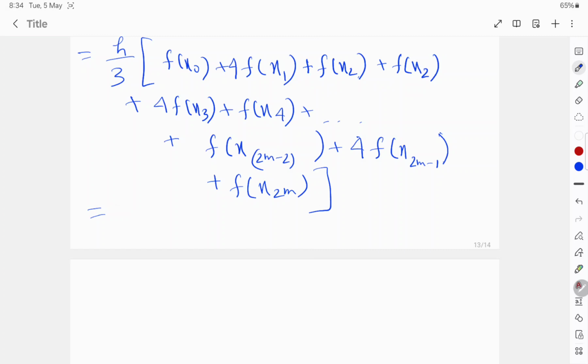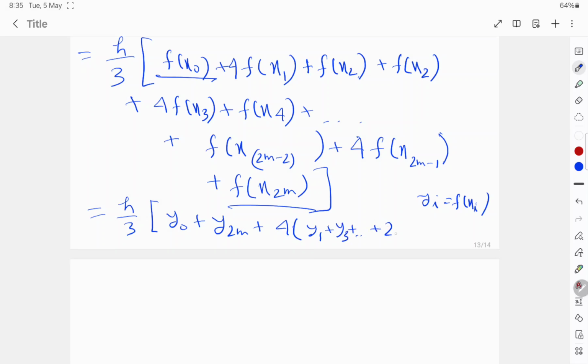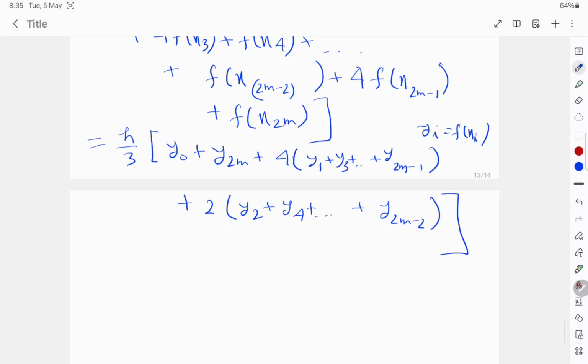So in terms of y_i equal to f(x_i), this formula becomes h by 3 times y0 plus 4 y1 plus, this term we have already written, y2m plus 4 times y1 plus y3 and so on up to y2m minus 1, plus 2 times y2 plus y4 and so on up to y2m minus 2. So this is your formula.